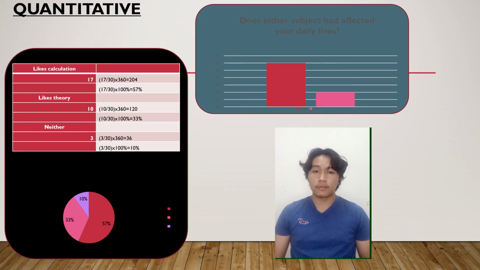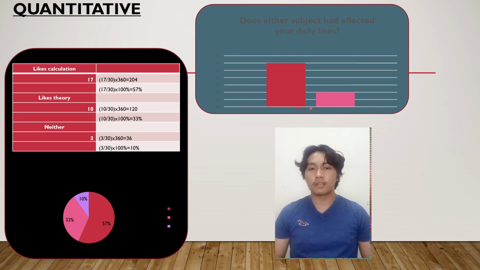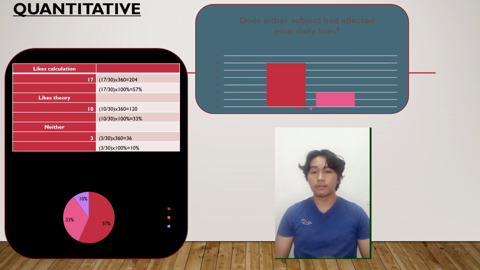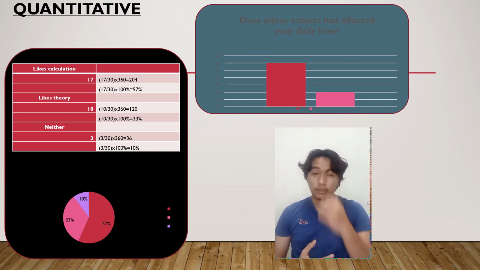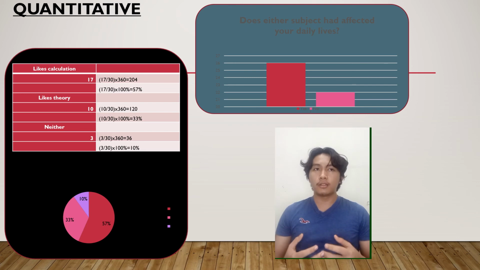The chart on your left is called a bar chart. For this chart, we use the question does either subject affect your life? There are only 2 answers, which is yes or no. The majority of the answers, exactly 36 students, answered yes, and 22 students answered no. So the majority is yes. This shows that the subjects we learn at school or at any place of education, we learn something and it would definitely affect our lives.